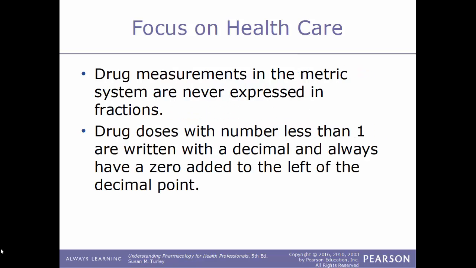All right, when it comes to drug measurements in the metric system, they are never expressed as fractions. If a drug dose is less than 1, it will be written as a decimal and always has the number 0 in front of it. So you'll never see .5 milligrams of something. It'll be 0.5, 0.1. Because it'd be very easy just to overlook the decimal. So instead of prescribing 0.5 milligrams of something, you may be giving 5 milligrams of something, which is quite different.